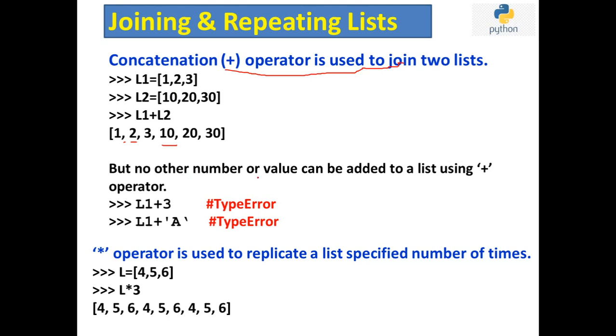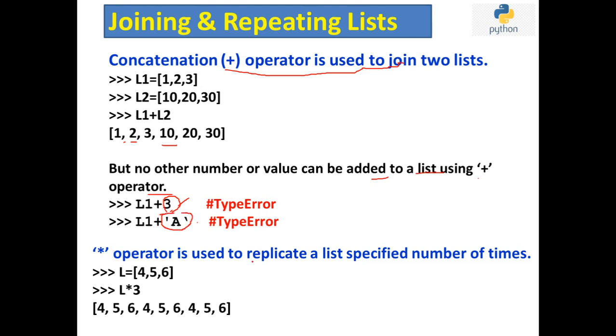No other number or value can be added to a list using the plus operator. If I use the plus operator here to add some numeric value or string value, it will show a type error because it can't recognize that operator with a numeric value. That is, it is showing an error. You cannot add elements like this.